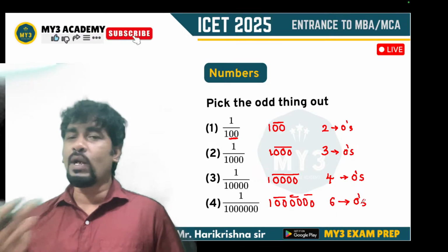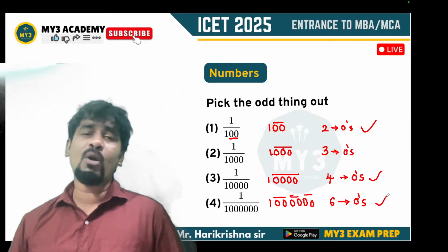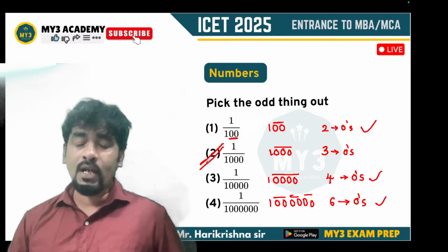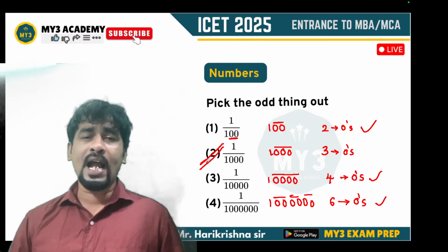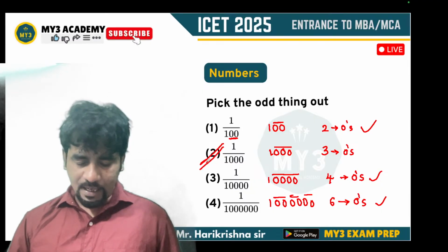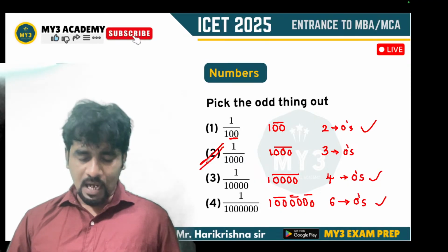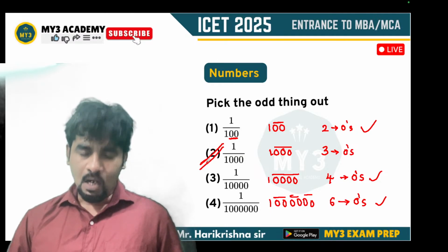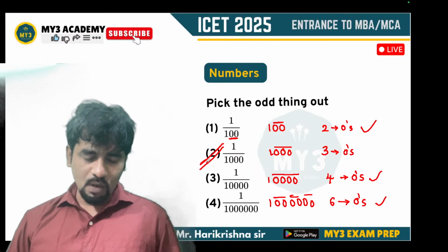So in this, you look at the number of zeros here. 2 zeros, 4 zeros, 6 zeros, an even number of zeros are available, but in 1 by 1000 we have only 3 zeros. That means an odd number of zeros are available here. That is the reason we can mark the odd man out as option 2, which is 1 by 1000. Very good, Nikhil, Satish, Abhishek and Loknath, Sultana has given the correct response. Let's look at the next question. Hope everyone is able to understand this.